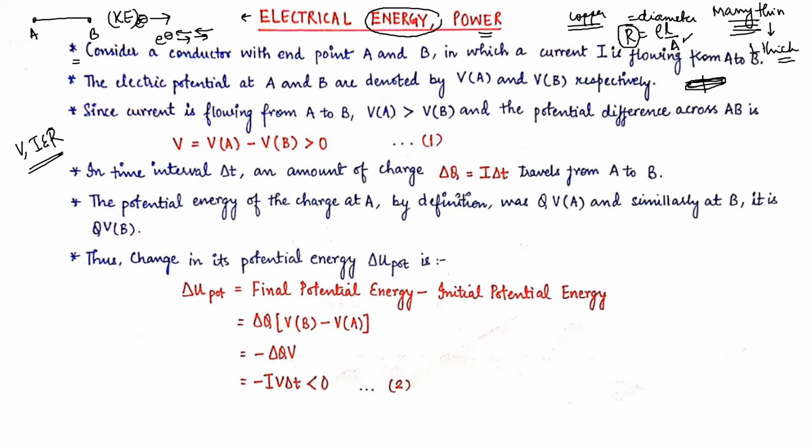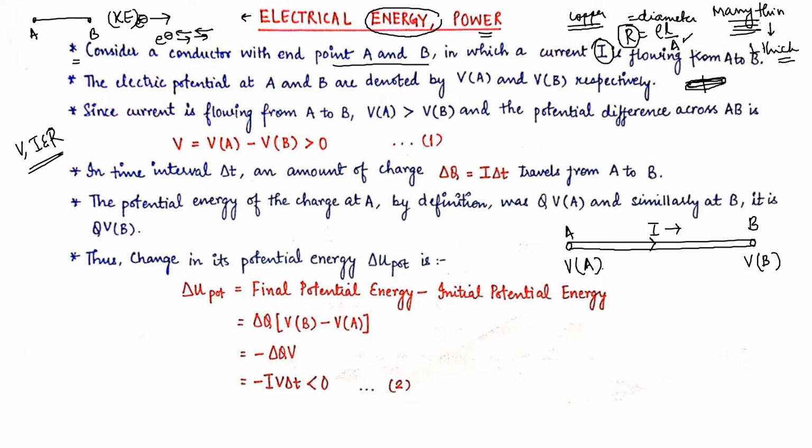Consider a conductor with endpoints A and B in which current I is flowing from A to B. This is one of the conductors, this point is A, this point is B, and some current I is flowing through it in the direction of A to B. Electrical potentials at A and B are denoted by V of A and V of B respectively.